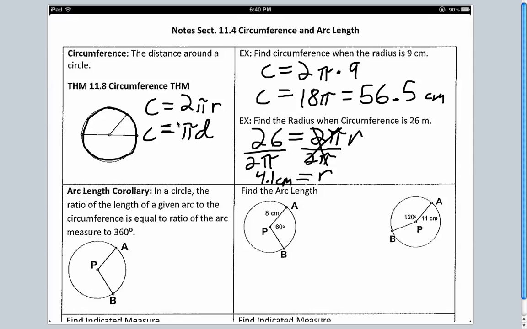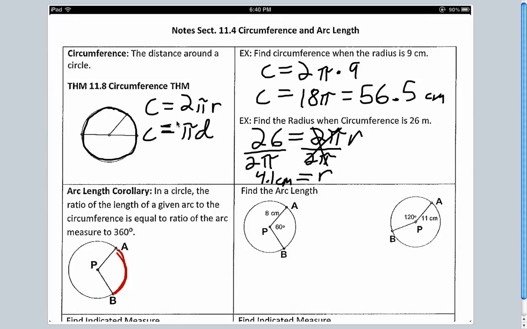Let's go down to the arc length corollary. In a circle, the ratio of the length of a given arc to the circumference is equal to the ratio of the arc measure to 360. So when we talk about arc length, we're no longer talking about measure, which was measured in degrees. When I say arc length, I'm talking about the actual distance to get from A to B. If I was walking along this path in red here, A to B, that would be the arc length.